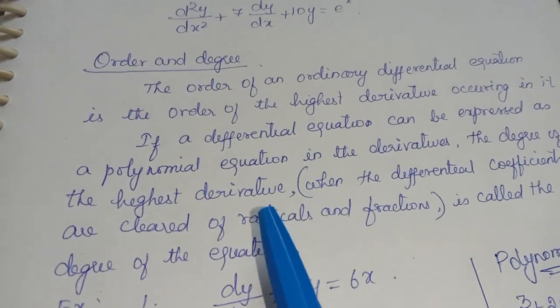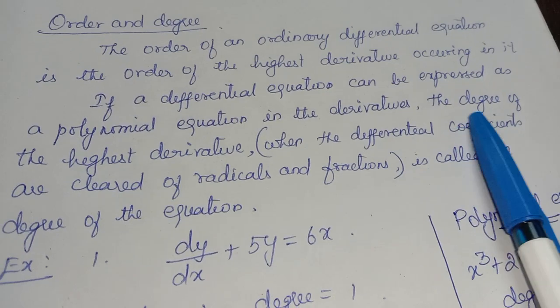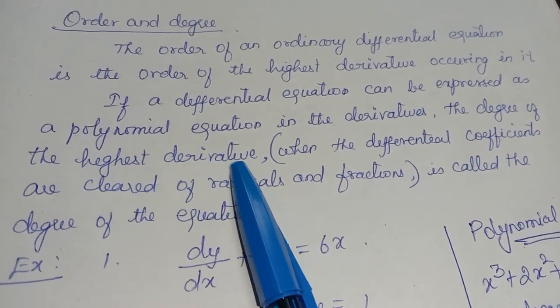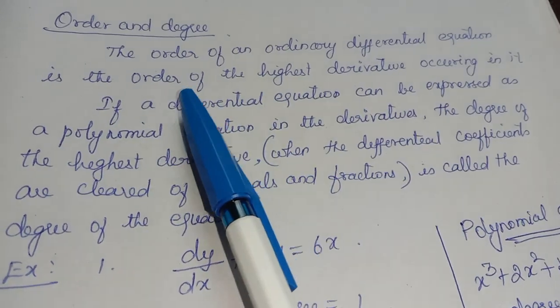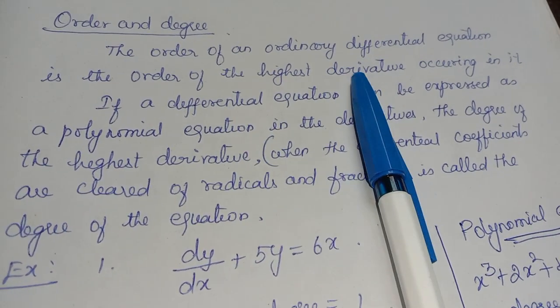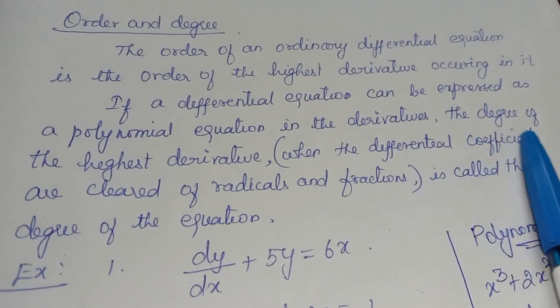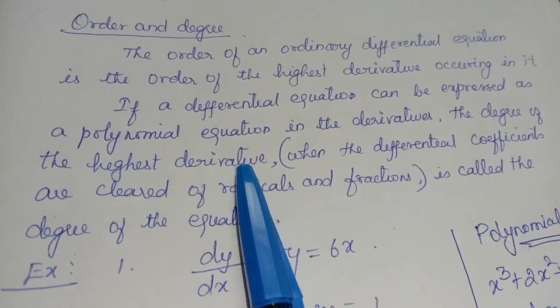Okay, the next one is degree. Degree means the degree of the highest order derivative. In the previous step, we said order is nothing but the order of the highest derivative. Degree is nothing but the degree of the highest derivative.